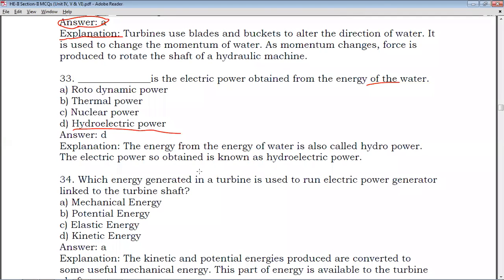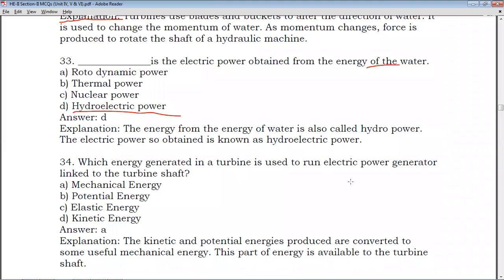Next, which energy generated in a turbine is used to run the electric power generator linked to the turbine shaft? The correct answer is the mechanical energy. So after the jet strikes the plate, the kinetic energy of the jet of water is going to get converted into mechanical energy of the rotation of the turbine.